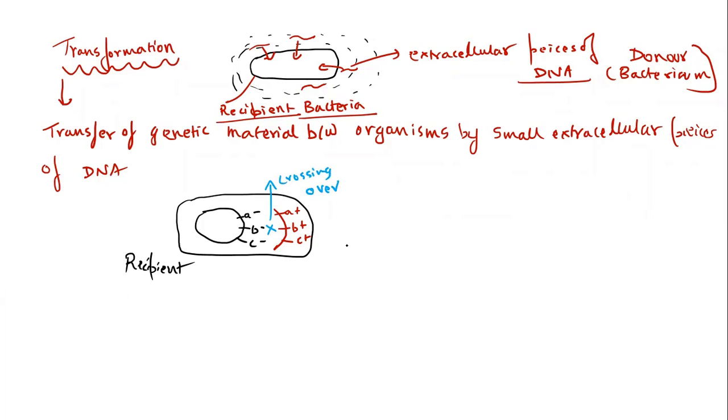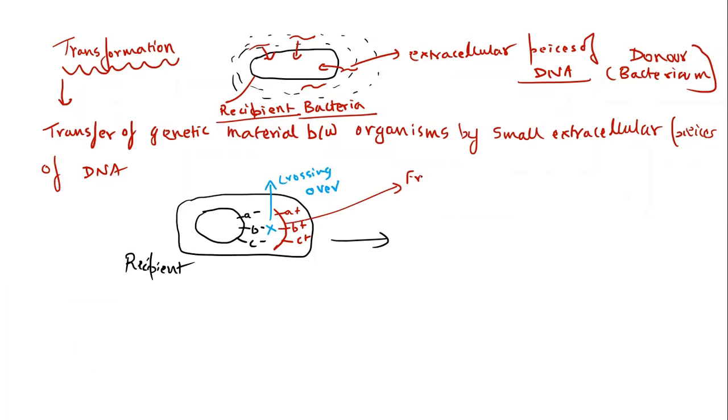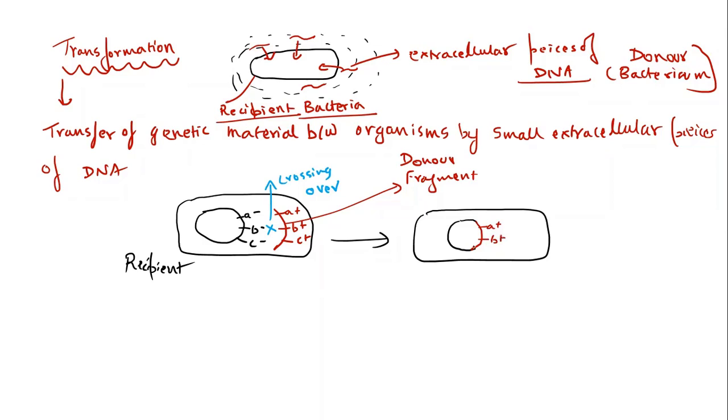These particular fragments actually get embedded. So this particular red fragment is your fragment from donor bacterium, right? Your donor fragment, I might write it like this. So this is our donor fragment like this, and what ultimately happens over here is something of this sort, right? So what happens over here is this particular thing. This much section which is present over here will become A plus, B plus and C plus here, and this is going to become your A negative, B negative and C negative, right?